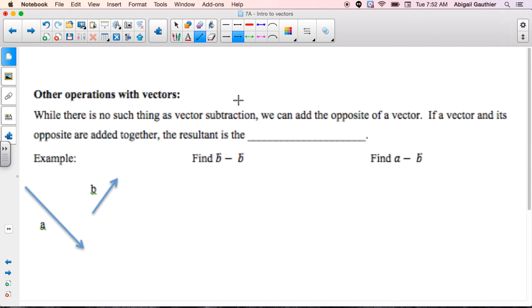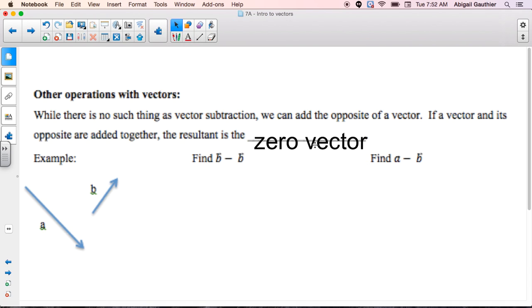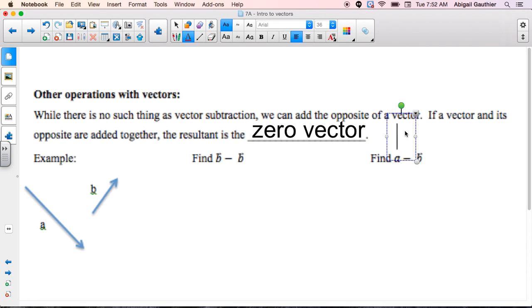All right, well, there's no such thing as a vector subtraction. We can add the opposite of a vector. So if a vector and its opposite are added together, the resultant vector would be the 0 vector, which we can denote with just the number 0 with a vector symbol over it. So literally, it would just look like 0, with that vector symbol over the top of it.